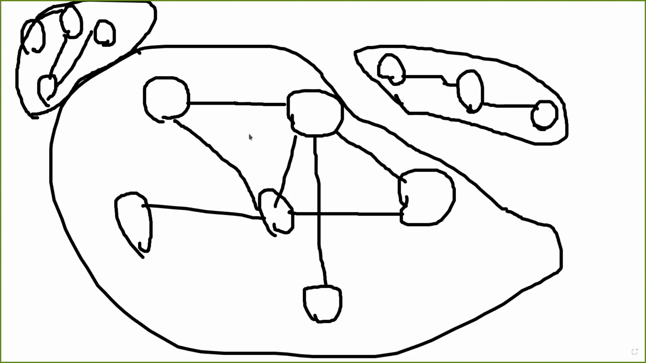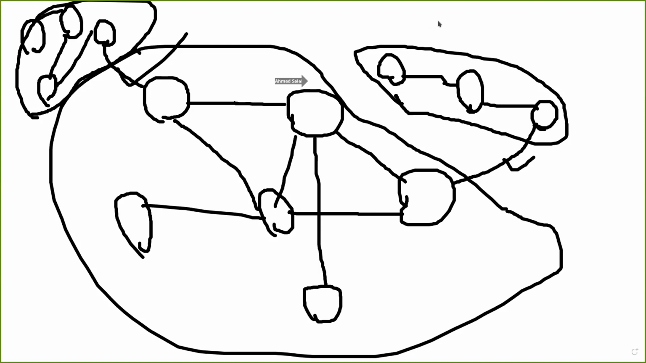Where is my spotlight? Okay. How to add the minimum number of roads to make all these cities connected? Actually, we can just add two roads. We add from any connected component to any other connected component. So we add from here to here, and we can add from here to here. That's it. So we added two roads to make all the cities connected to each other.